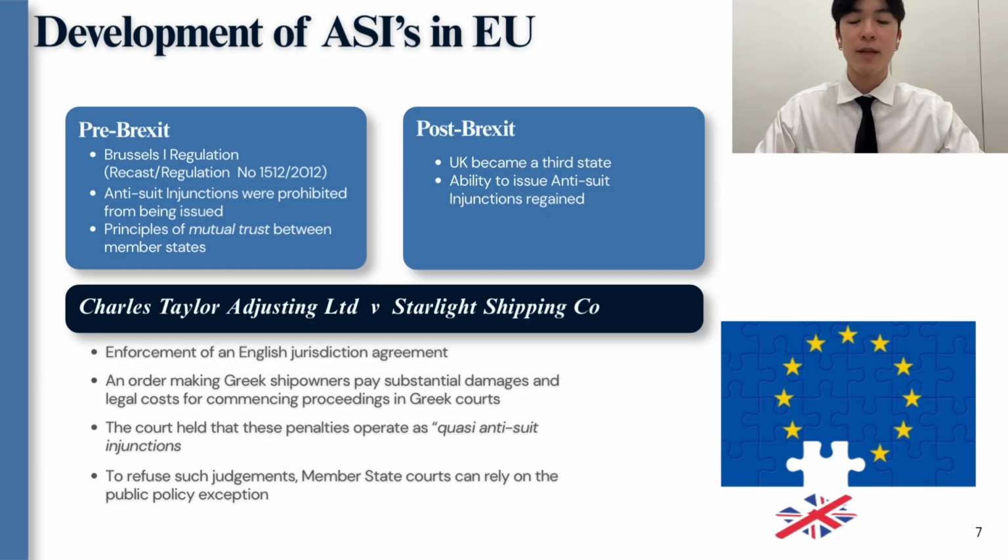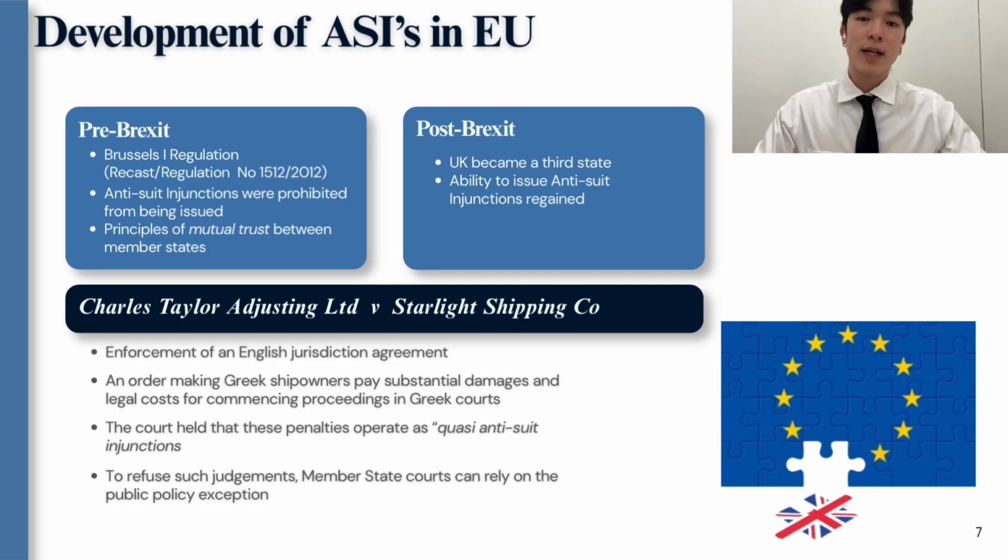Although the order was framed as a claim for damages rather than a traditional anti-suit injunction, the CJEU focused on its practical effect rather than its formal label. The court concluded that such financial penalties could operate as quasi-anti-suit injunctions because they deter parties from exercising their right of access to justice before competent EU courts. Because economic pressure indirectly undermines the authority of EU courts, the CJEU held that member state courts may rely on the public policy exception to refuse recognition and enforcement of such judgments.